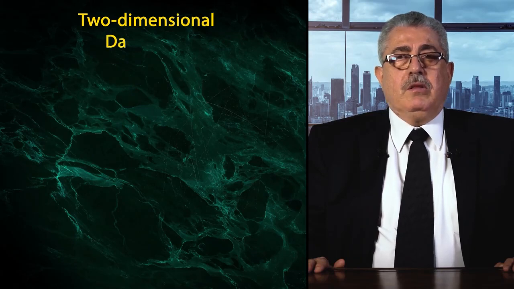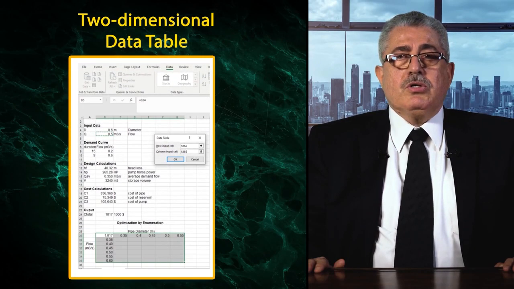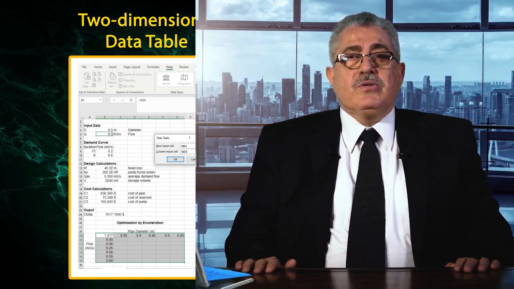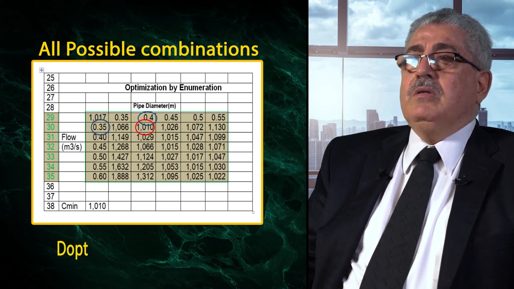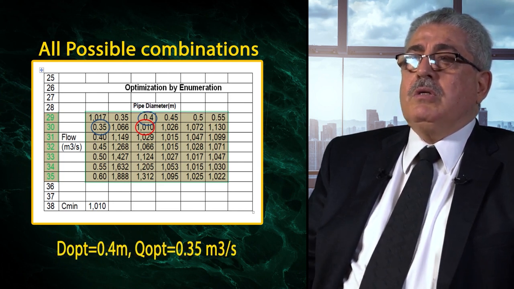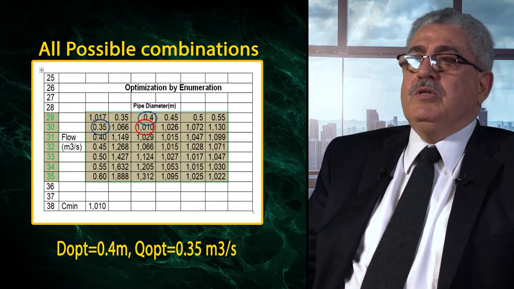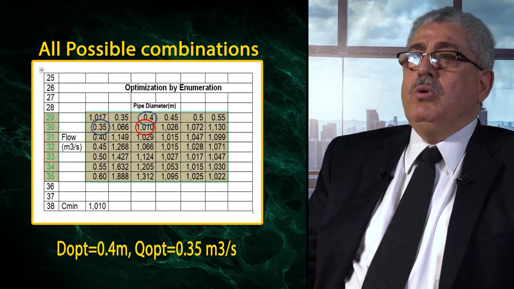Here, in the data table window, we define the row input cell diameter and the column input cell discharge and press OK to fill the table with total cost values. We can then spot the minimum cost and the corresponding optimal values for diameter and discharge. The minimum cost is about 1,010,000 monetary units, and the optimal value of D is 0.4 meter and for Q is 0.35 cubic meters per second.